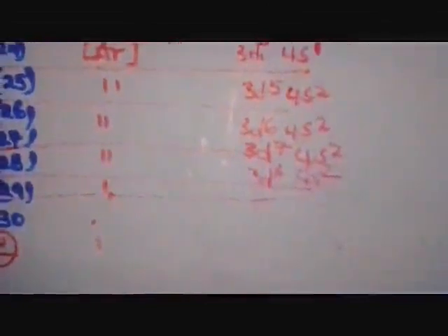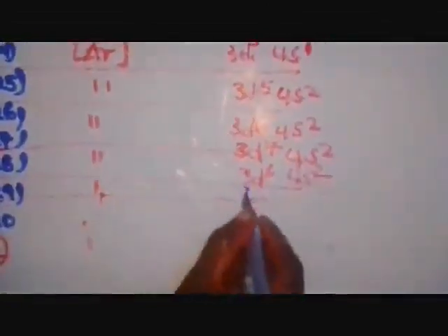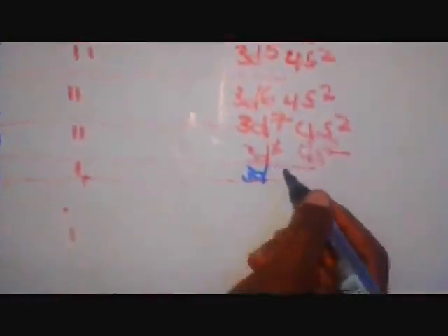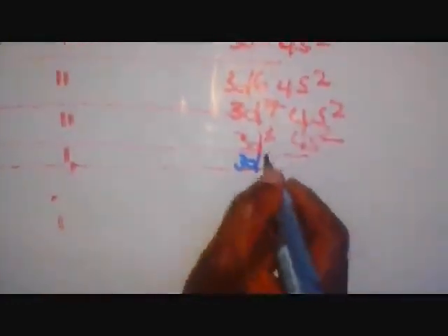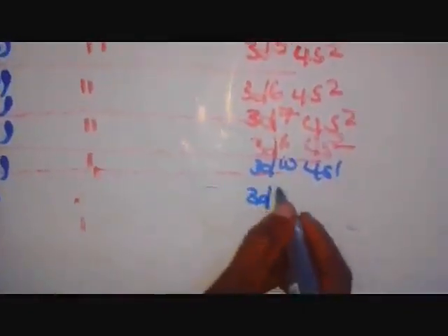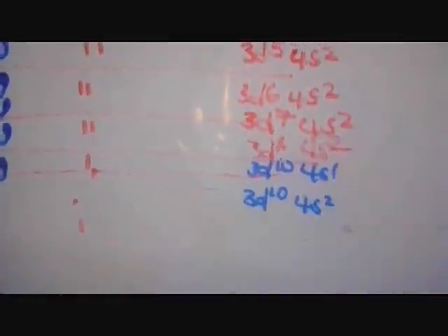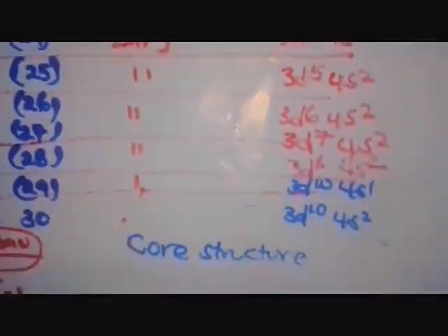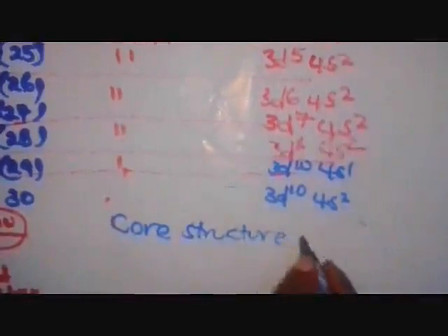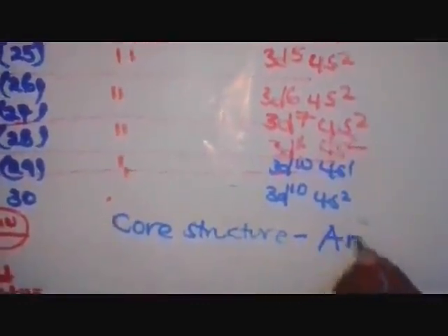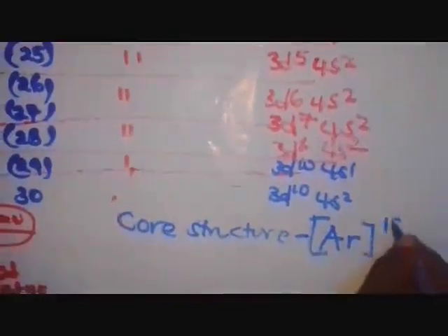Now for copper, we shall be having 3D, but our 3D now is going to be occupied by 10, then 4S1. Then for zinc, we shall be having 3D10, and here we have 4S2. This means all of this we are calling the core structure. The core structure is the stable structure, which does not even take part in bonding, and that core structure is of argon, having 18 electrons.